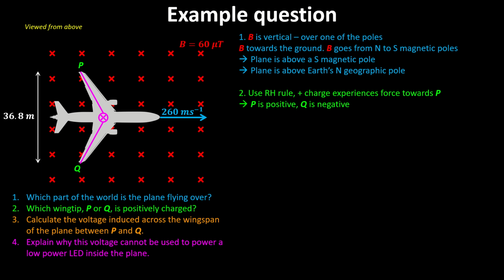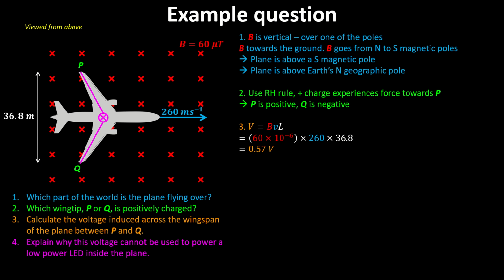All right, question 3. Calculate the voltage induced across the wingspan of the plane between P and Q. So we can just use the formula V equals BVL and plug in the numbers that we've got. The magnetic field strength is 60 microtesla. Micro is times 10 to the negative 6. So 60 times 10 to the negative 6, times the velocity, 260, and times the length, 36.8. And that gives us a voltage of 0.57 volts.